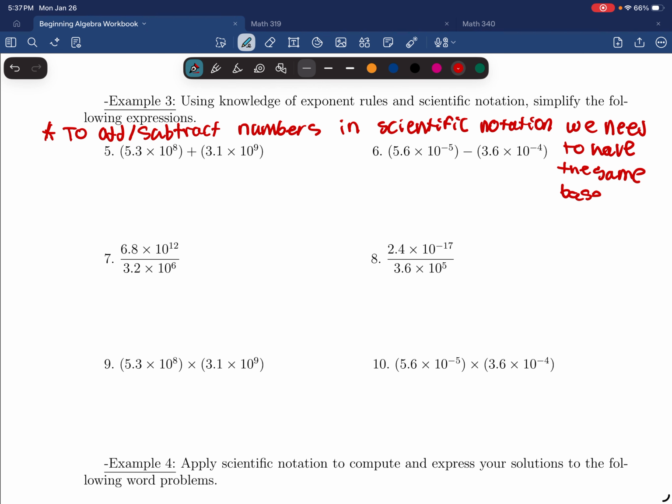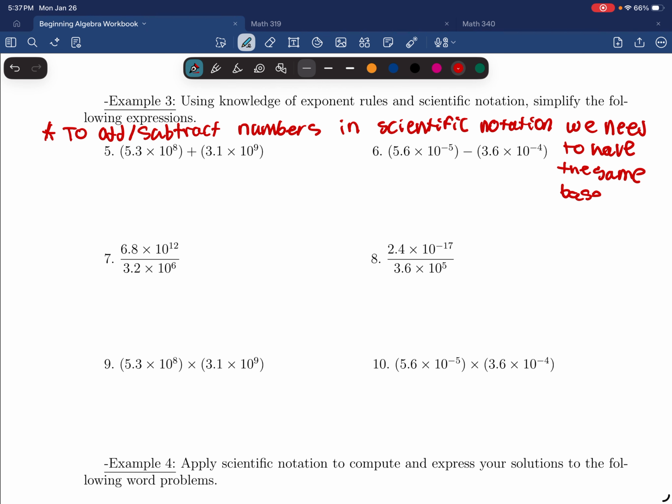But in scientific notation, what we do need to pay attention to is the power. So looking at example 5, we have 5.3 times 10 to the 8th power plus 3.1 times 10 to the 9th power. These are two different powers, which means they're not technically like terms and we can't combine them. But we know how to convert numbers in scientific notation, so we can use that knowledge to make one of these exponents common with each other.